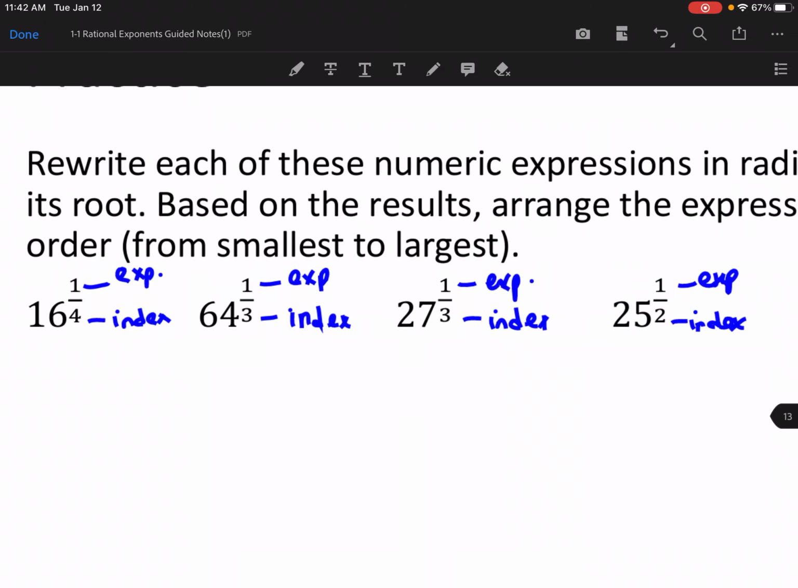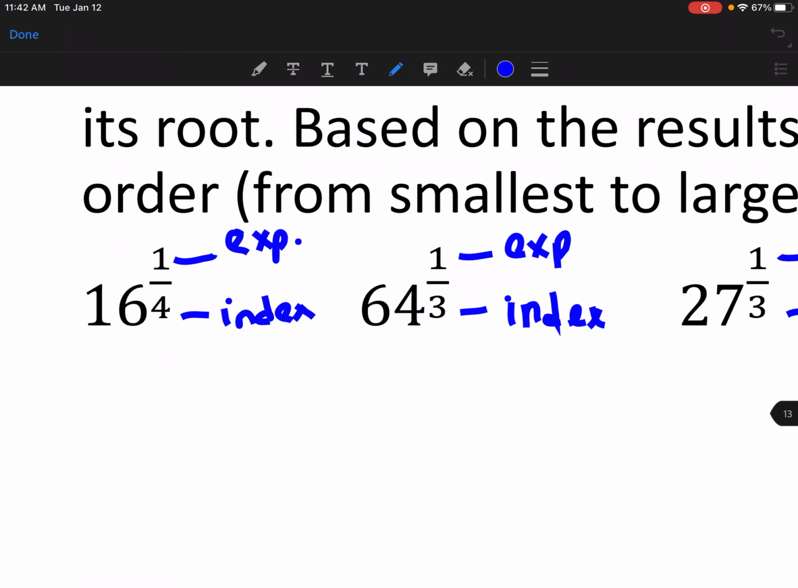Then we're going to go ahead and rewrite this. My index is 4, so this is 4. Write my radical, and this is 16 to the first power. We can write the first power, you don't have to write the 1, but it's the same thing. Again, 16 raised to the first power is 16, so you don't have to write the 1, but you can if you want to. For the second one, I have 64 to the 1/3.